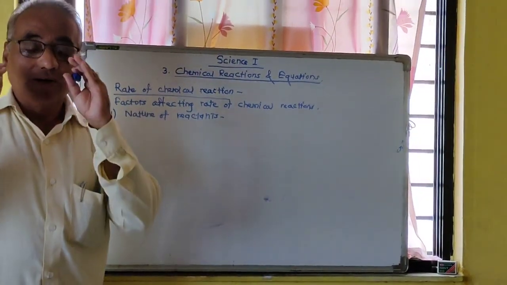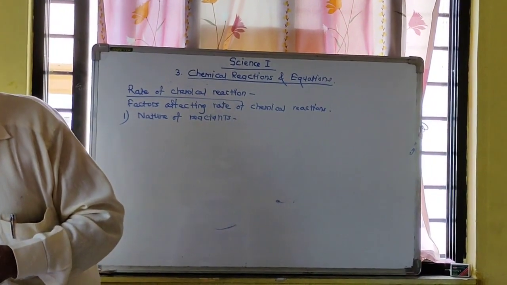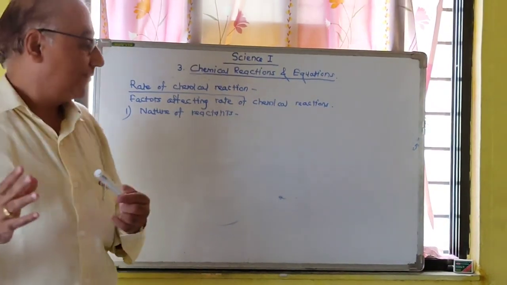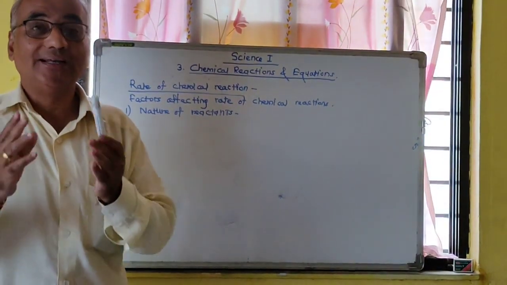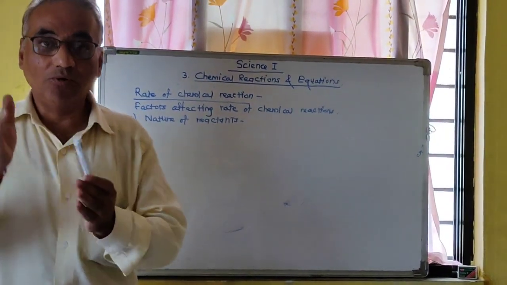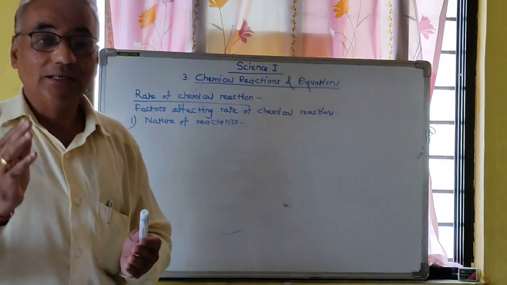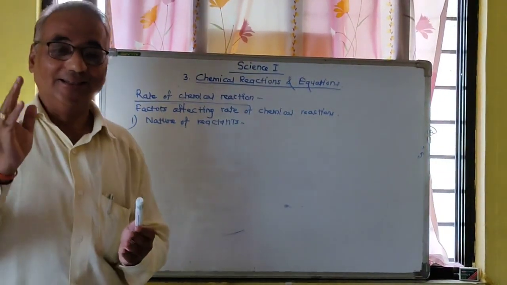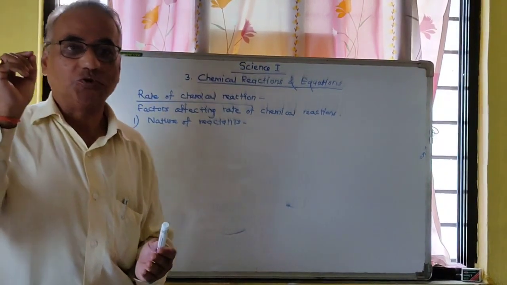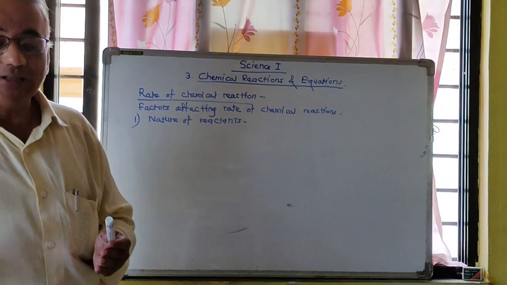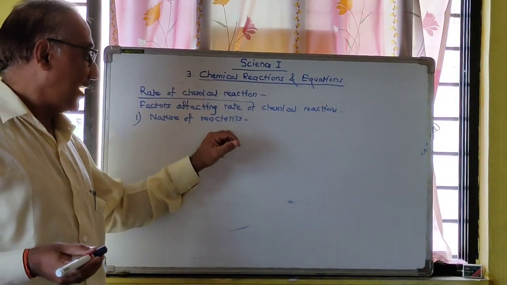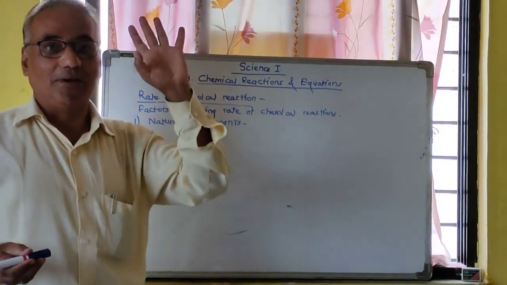Right? Now let us see a very simple example in our daily routine life. If we take sugar in the crystalline form and sugar in the powder form, now tell me which sugar dissolves fastest in the water. Now your answer is that the powder form of sugar dissolves very soon in the water. Right? It means that here the nature of reactant decides the rate of chemical reaction.